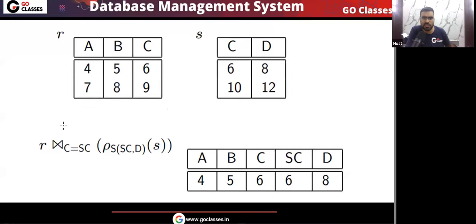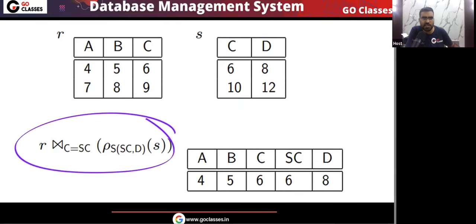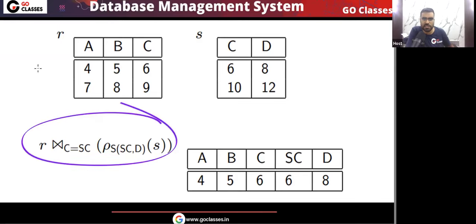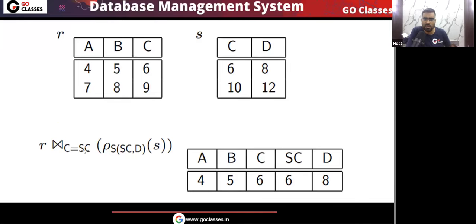Let's move on. Let's see this one. Tell me, is this a conditional join or not? Look at this and tell me. Yes, this is a conditional join. Is this an equijoin? Yes, this is an equijoin. What we are doing here, you can see R is as it is. Next, we are renaming. This is renaming.